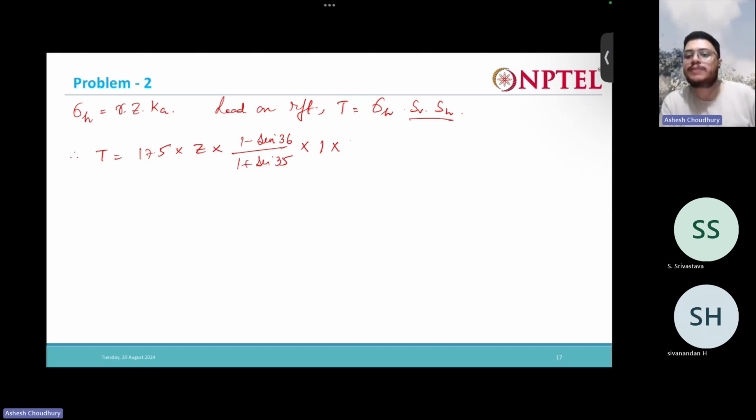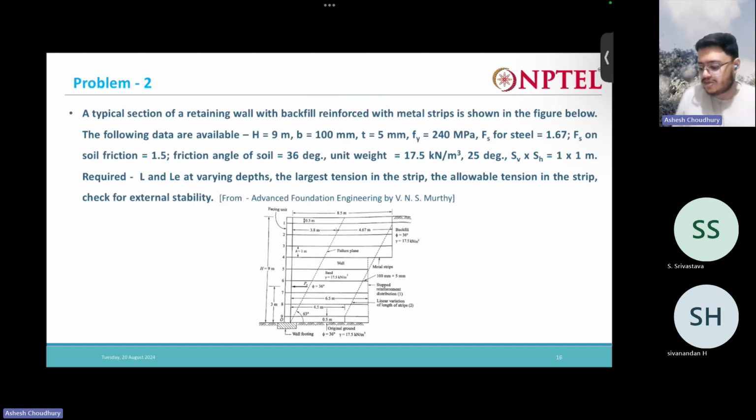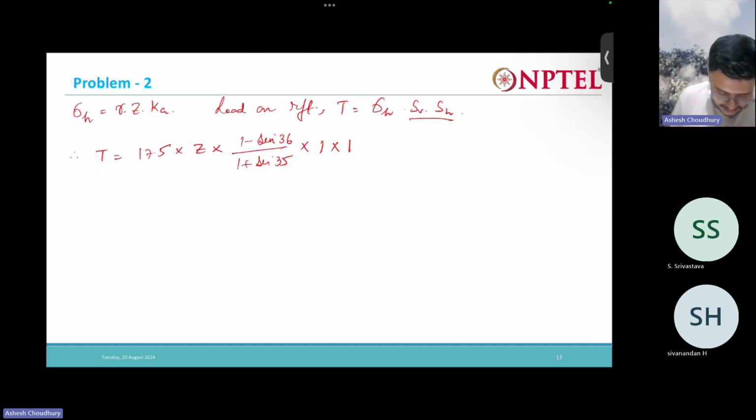This is not a design problem. This is more of a check problem. Okay, check problem, you have to check. The previous problem was a complete design, from scratch you were designing. But here they have given the spacing, all these things. They have given the design. You need to check various parameters. So this one will come as 4.55 Z kilonewton per strip.